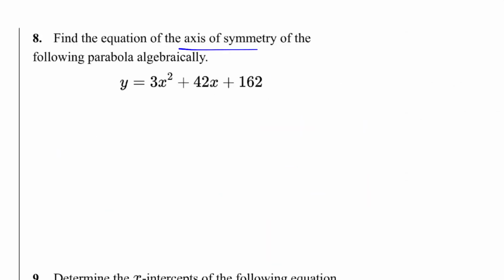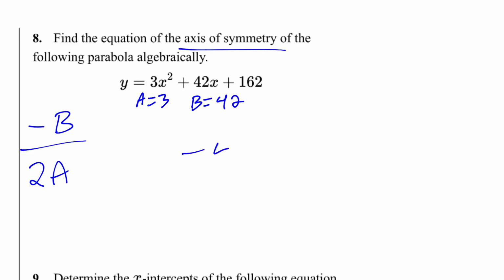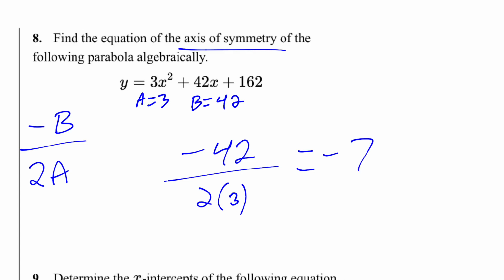It's a little bit easier when they just want to know the equation of the axis of symmetry. I still use -b divided by 2a. A here is 3, b is 42. So it would be -42 divided by 2 times 3, which is -7. So the answer is just x equals -7.